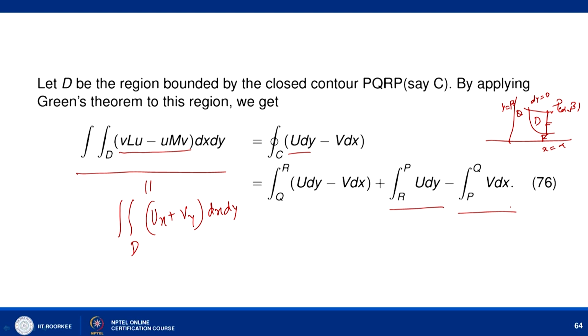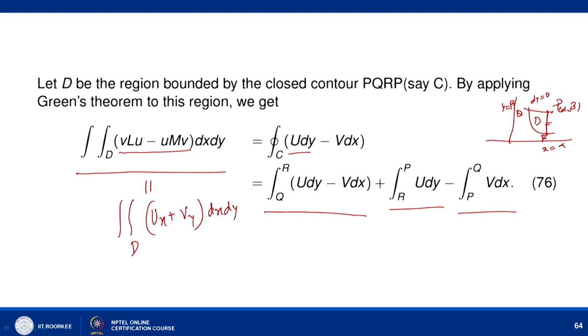So, here the integration of vLu minus uMv dx dy, which is given as the double integral of ux plus vy dx dy, then we use Green's theorem and write it as the line integral u dy minus v dx, and then we split it. So, using the expression for C we have written it as along QR plus RP plus PQ.